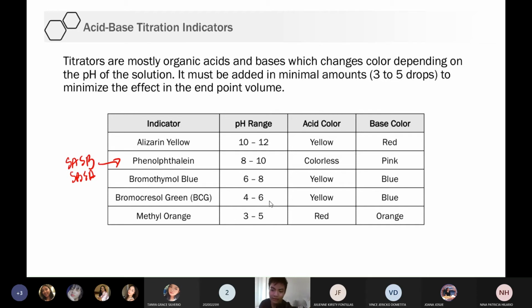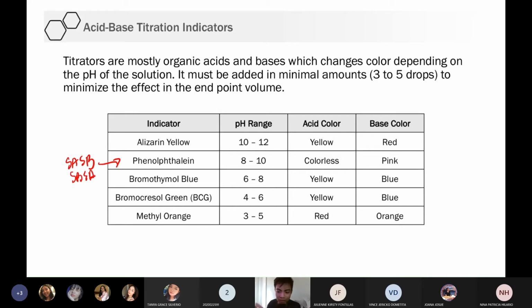Okay, so again, to determine what indicator needs to be used is to identify, ano kaya yung aking endpoint? Ano kaya yung pH at endpoint? So, pwede mo yun i-calculate. And sometimes, fixed na yun. Nasa method na naman yun. Kunwari, sasabihin sa method, sa lab, gamit ka methyl orange. It must tell you that the pH at endpoint is 3 to 5. Kunwari, sinabi, gamit ka bromocresol green. It must tell you na ang pH at endpoint is 4.6.